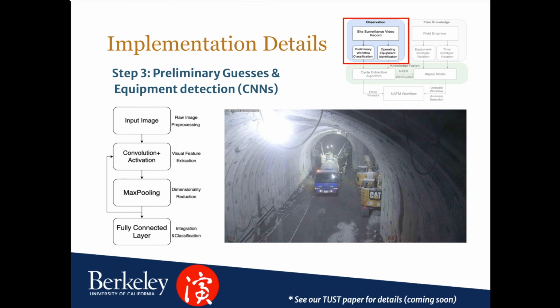Step 3, we use CNN models to make preliminary guesses and do equipment detection. Considering the image on the right, first we use one model to make a preliminary guess on what kind of work type is performed inside this image. In this case, we are 83% confident it is a short click process. Then we can also identify all the appearing equipment inside this image, which is erector, mixer, and shovel breaker.